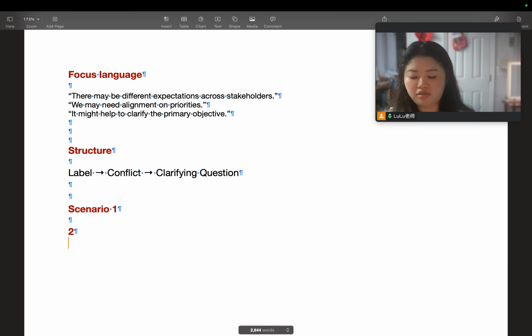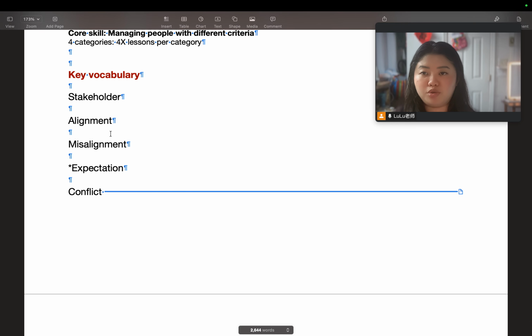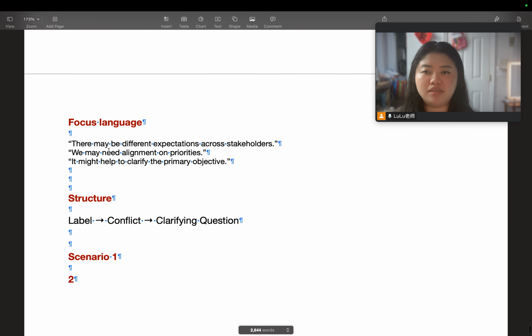Let's do another scenario. Scenario 2. Management wants to reduce cost. The product team wants more features. Please respond. Good. Remember your key vocabulary. So I think in this case, using the word alignment would be super helpful. And then always ask a clarifying question.